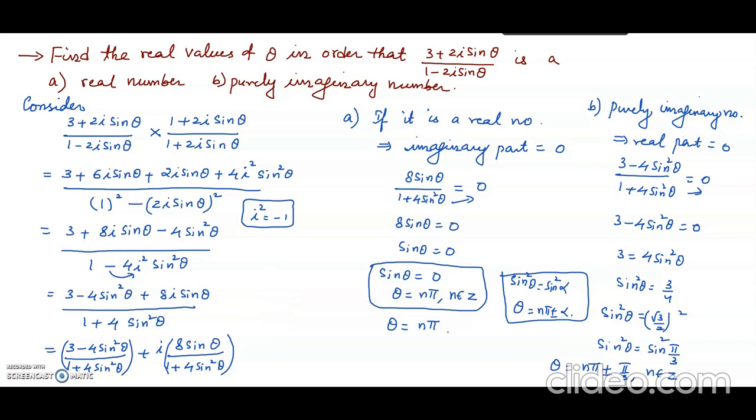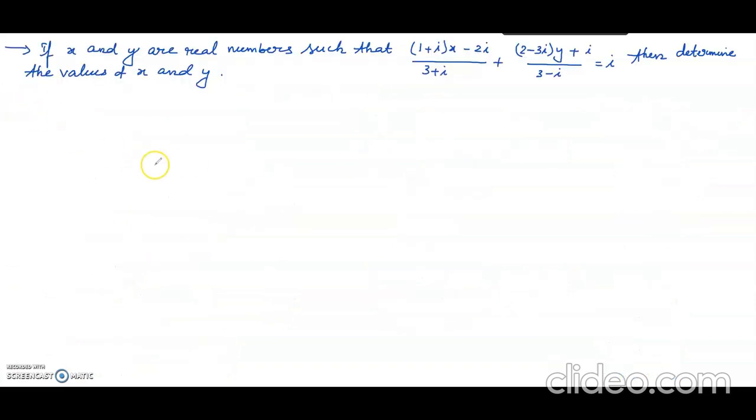So the next problem is, if x and y are real numbers such that (1 plus i) into (x minus 2i) by (3 plus i) plus (2 minus 3i) into (y plus i) divided by (3 minus i) is equal to i, then determine the values of x and y. So we are given this expression, and you need to solve this problem very carefully.